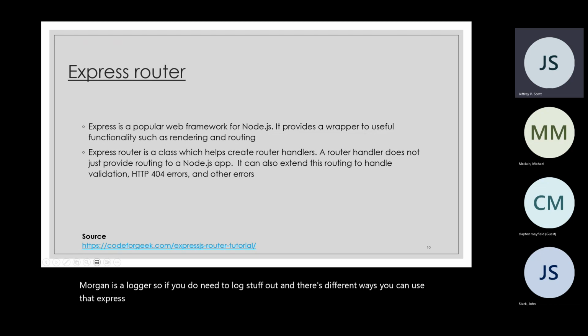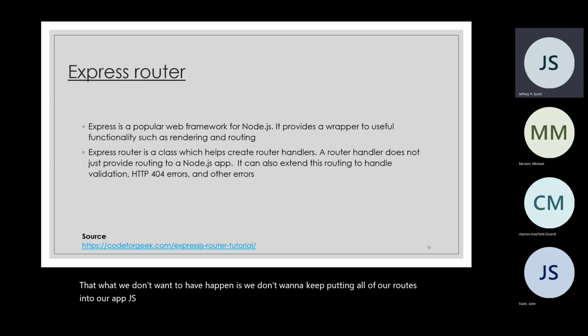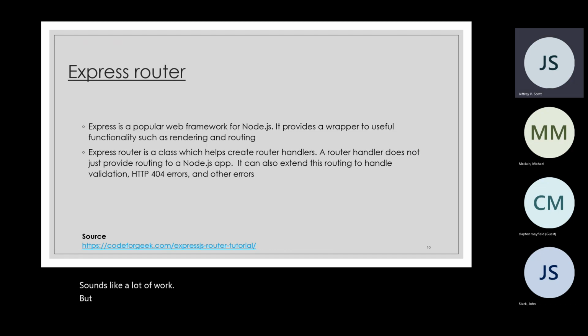Express router is something we will use not right away, but fairly quickly. I think I mentioned to you yesterday that what we don't want to have happen is we don't want to keep putting all of our routes into our app.js file. Rather, what we want to do is we want to put our routes into a routes folder, and each route will have a name probably with some kind of controller on it. Then we do what's called export that file, and then we import it into our app.js so we can use it. Sounds like a lot of work, but it's really a big separation of different things. All right, and it makes your project typically work a lot better.